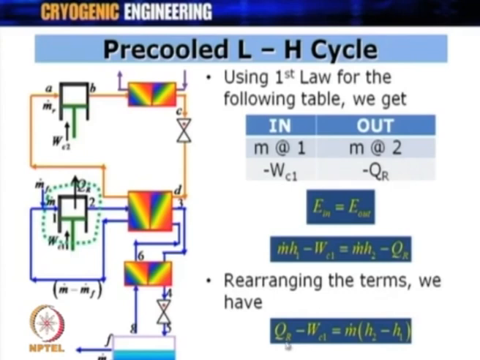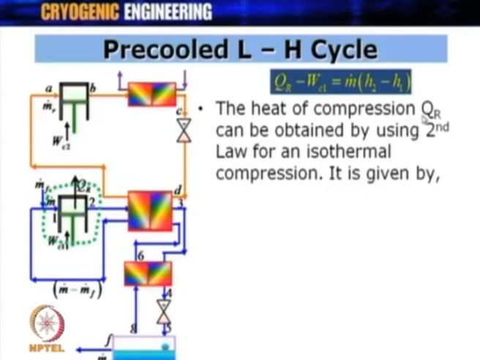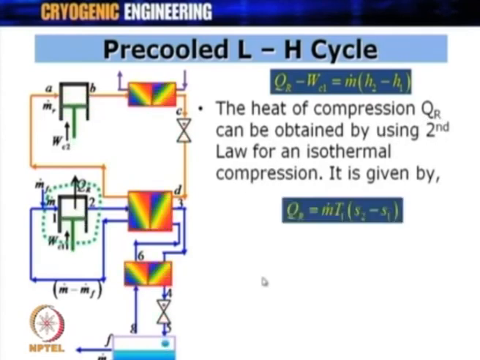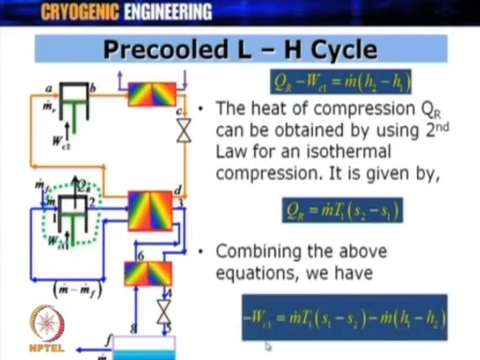Rearranging this term, what we get is Qr minus Wc1 is equal to m dot into h2 minus h1. The heat of compression Qr can be obtained by using the second law. For an isothermal compressor, it is given by Qr is equal to m dot into T1 into S2 minus S1. If you put this value of Qr over here, combining these two equations, what we get is an expression for minus Wc1, or the work of compression done on this circuit. So, minus Wc1 is equal to m dot T1 into S1 minus S2 minus m dot into H1 minus H2. This is the amount of work done on this compressor at this point.